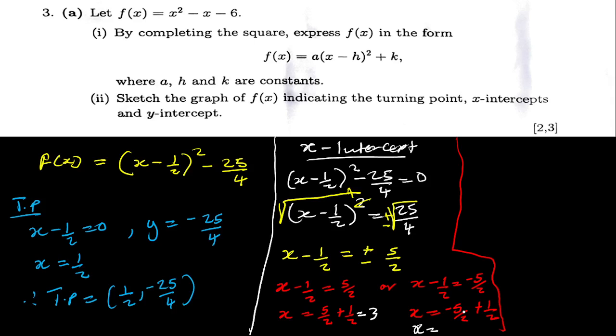Then for the y-intercept, you're just going to pick from the equation. It will just be what? y is equal to negative 6. So this is how easily you can complete the square method without having any challenges.